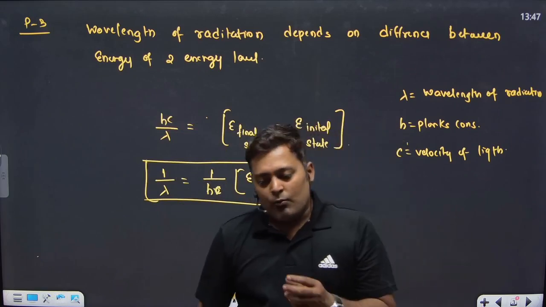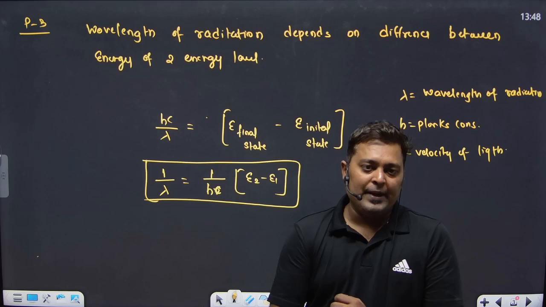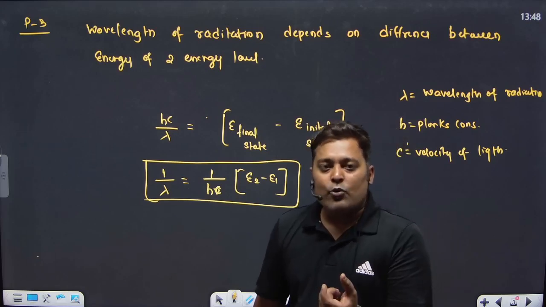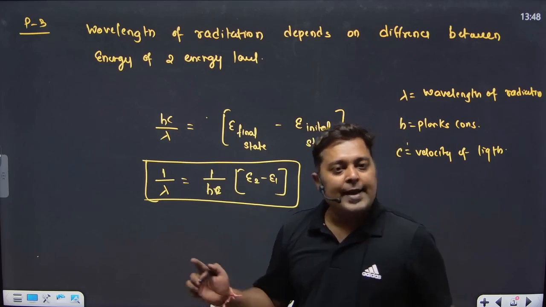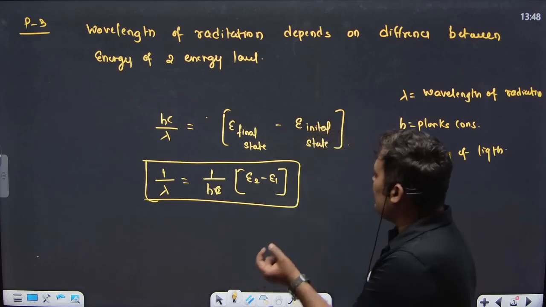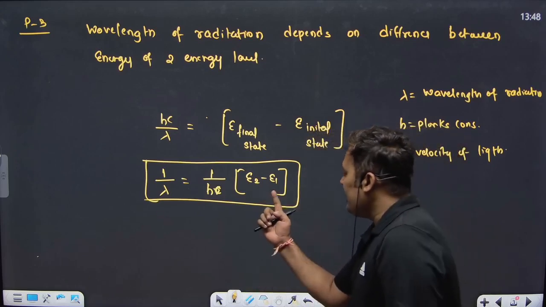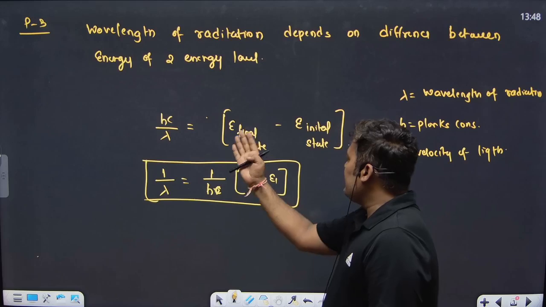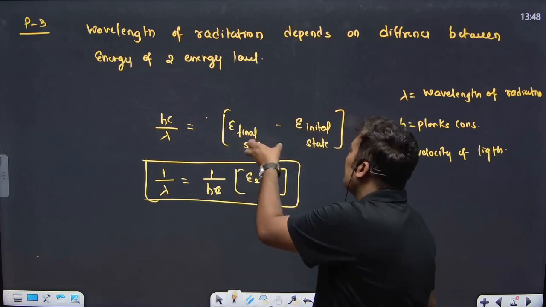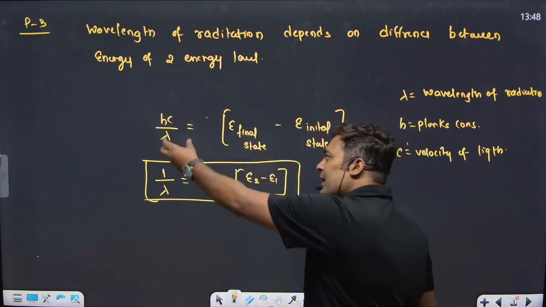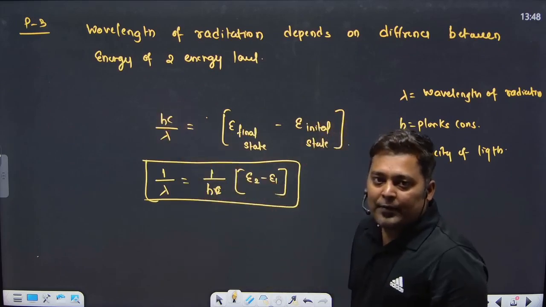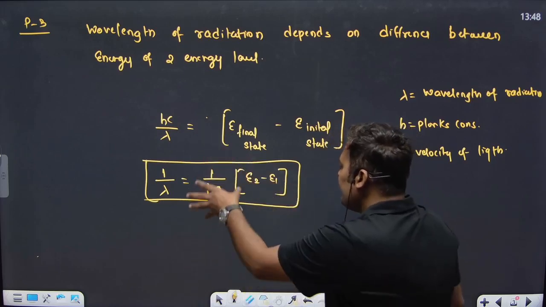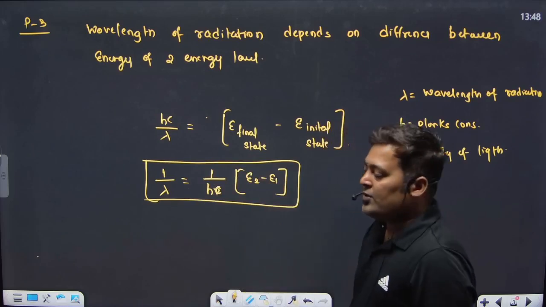So the third postulate talks about the origin of the atomic spectra. According to this, whatever wavelength of radiation is emitted can be calculated, and that wavelength mainly depends on the difference between the energy of two energy levels. How do we calculate the difference between the energy of two energy levels? We calculate it by energy of the final state minus energy of the initial state. And we use the formula hc upon lambda to calculate the energy of any radiation, so we just use that formula and derive another formula for the calculation of energy.